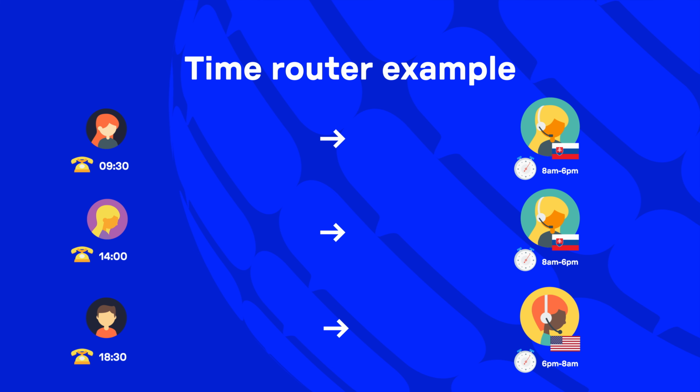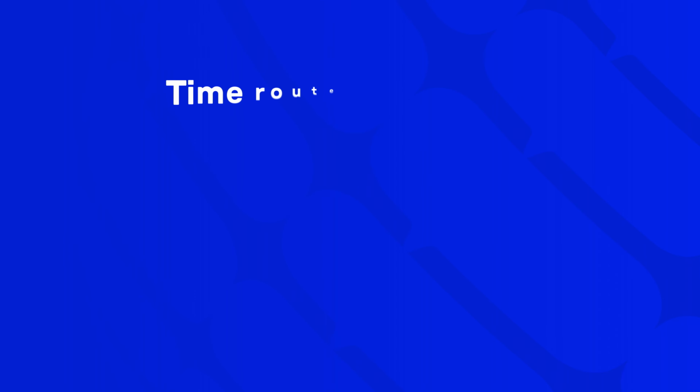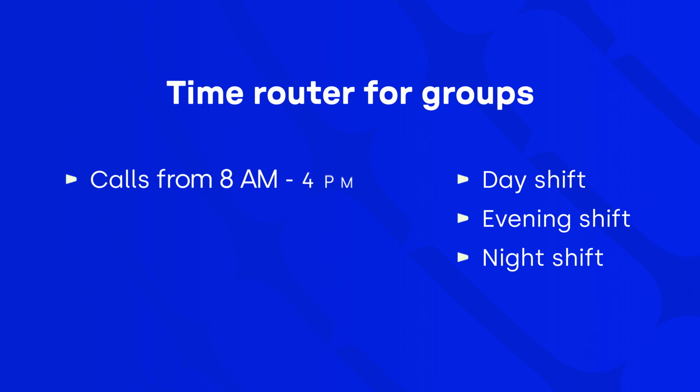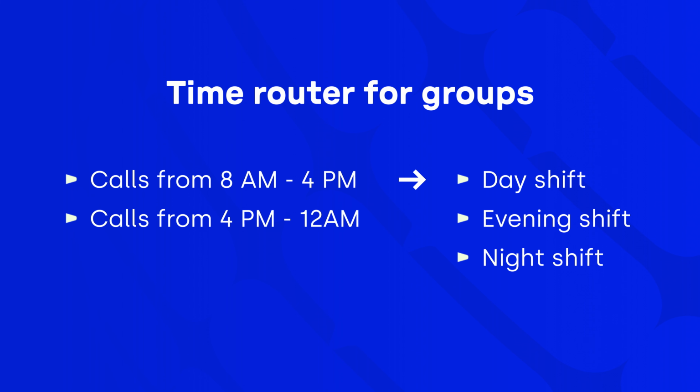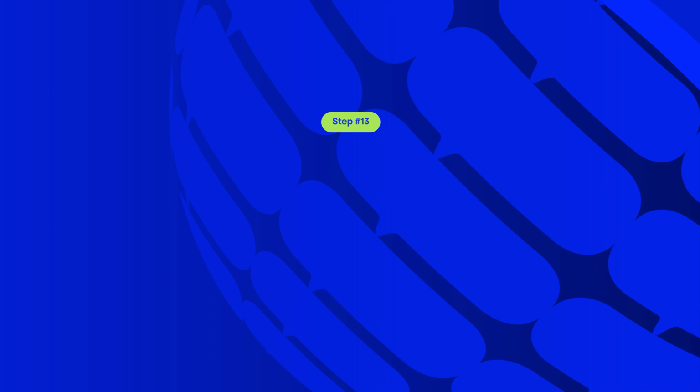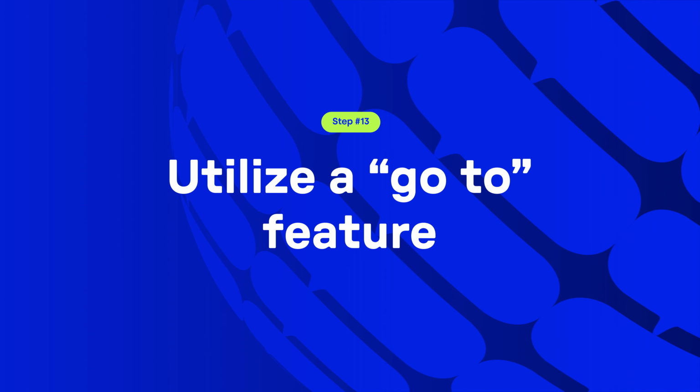You can also create time routes based on groups. For example, if you have a day shift, evening shift, and night shift, you can easily route the calls coming, let's say between 8 AM and 4 PM, to the day shift, calls coming between 4 PM and midnight to the evening shift, and all calls coming between midnight and 8 AM to the night shift. And of course, there are holiday hours. You can use the time router to route an automated message, to a team that works at the time, or to a personal number.